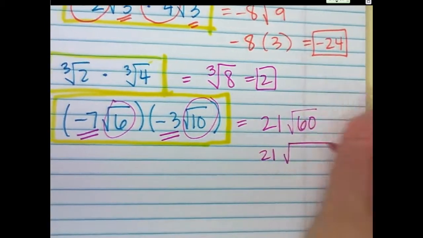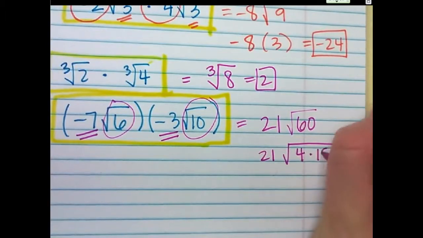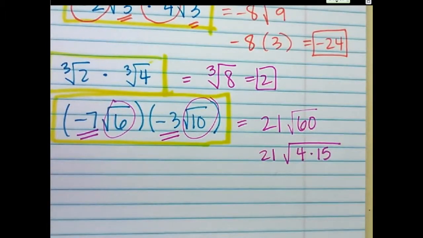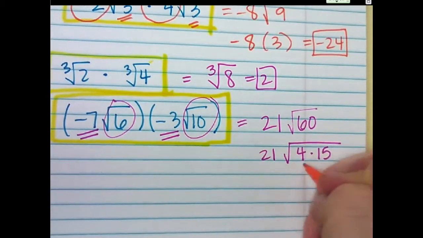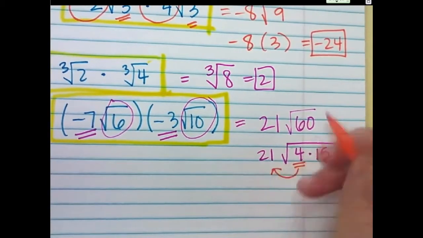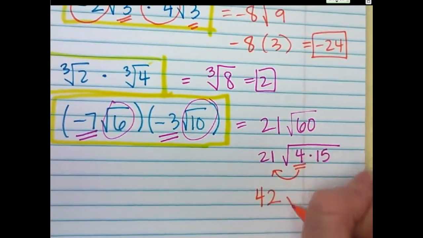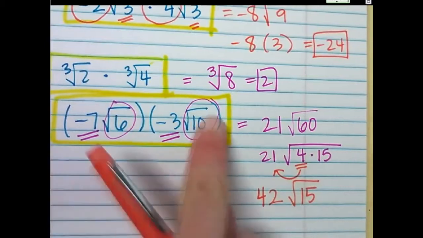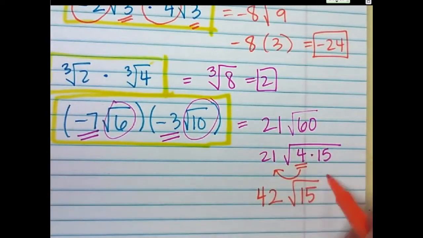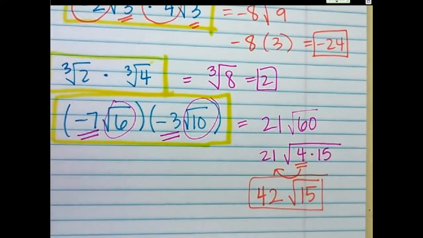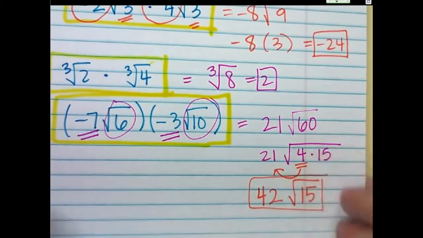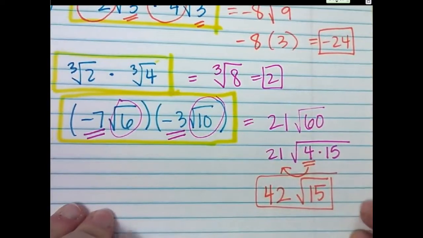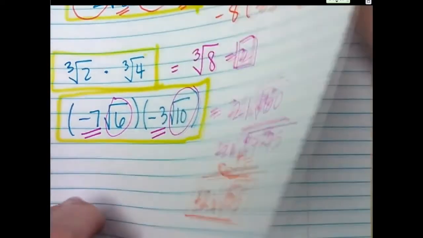So 21 times square root 4 and 15. So what do I take out? Right, square root of 4 is 2, so I multiply 42 square root 15. Remember, you can check this. You can put this in your calculator and then your answer, and they should be the same. Yeah, 42 square root 15. Anyone still writing?